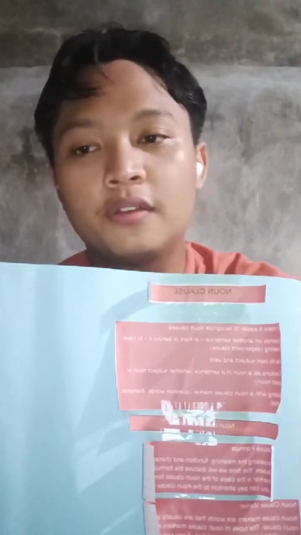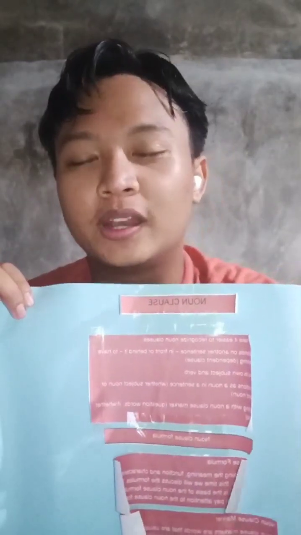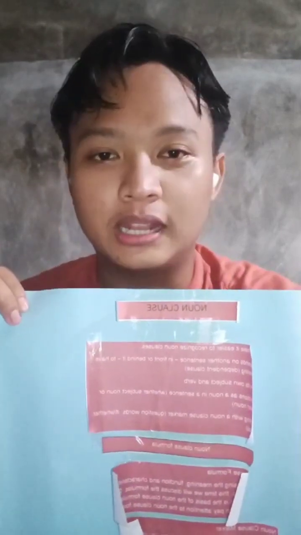And then, the noun clause formula. The formula of a noun clause is word, subject plus verb, plus etc. For example, I didn't understand what you said. Can you repeat it once more? That's the formula. If you want to make it easier to recognize noun clauses, there are a few ways you can learn about.